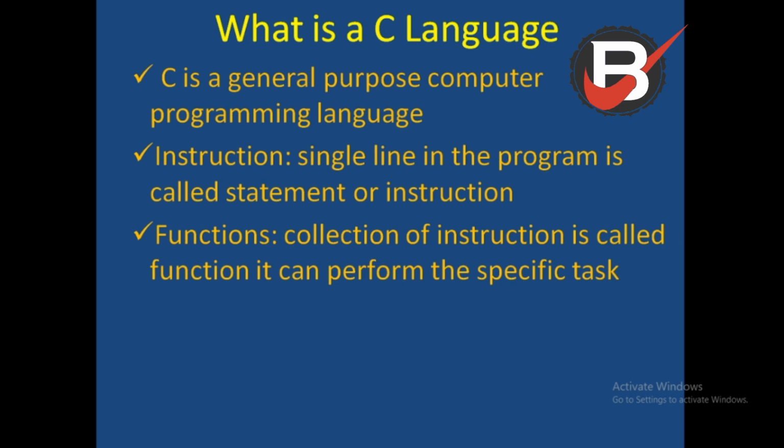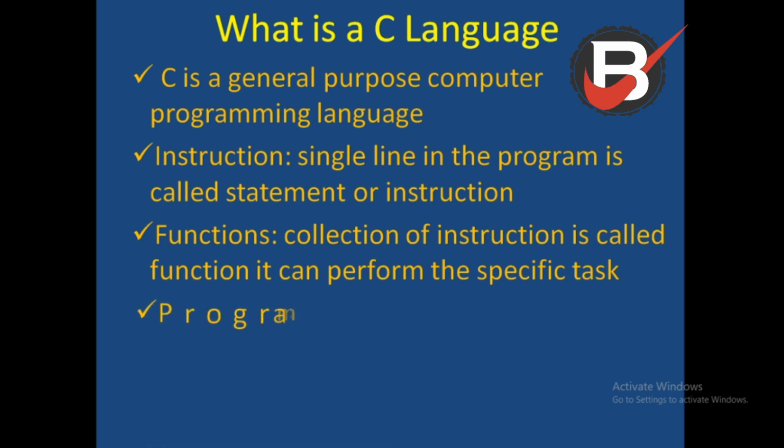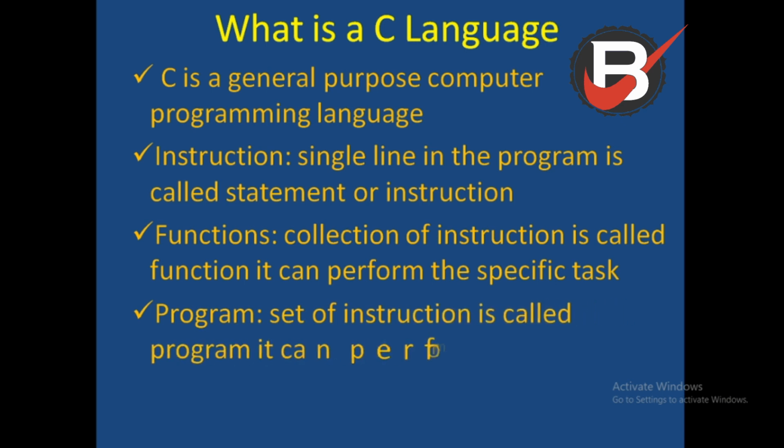If we have a number of functions, we call that a program. A program is nothing but a set of instructions, and it also performs a specific task. So C is the programming language, and this program consists of instructions. A number of instructions make functions, and if we have a number of functions, we call that an application or software.